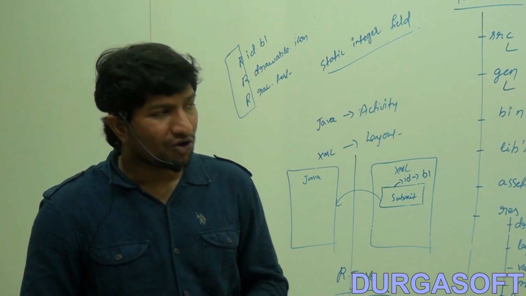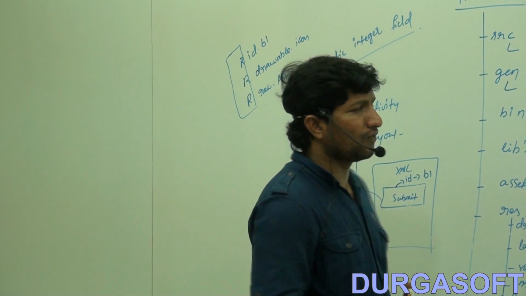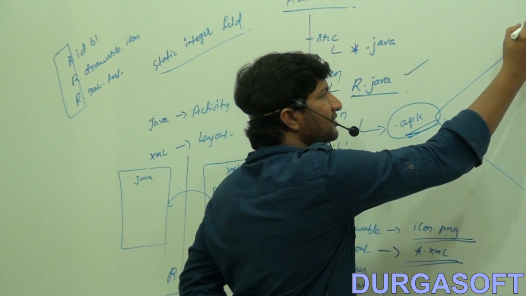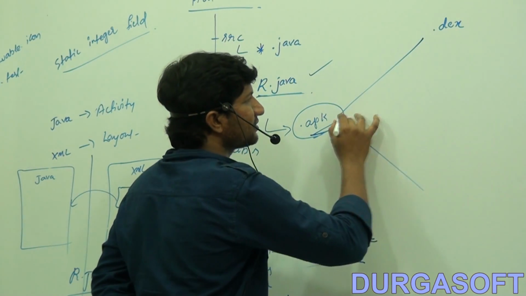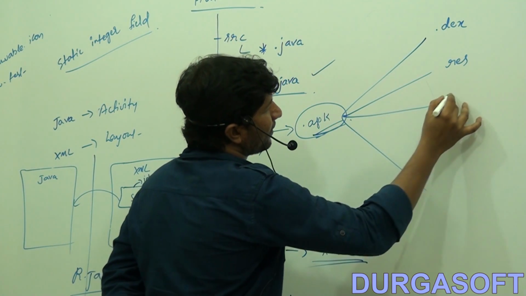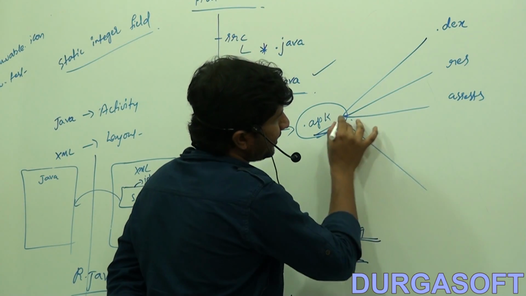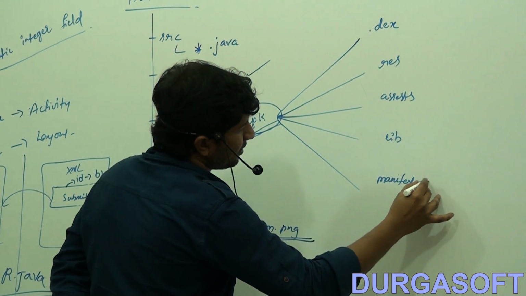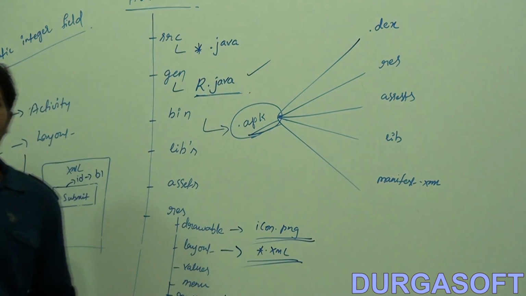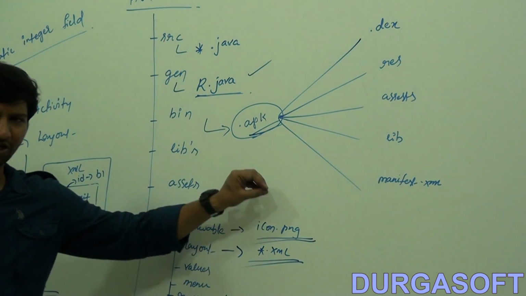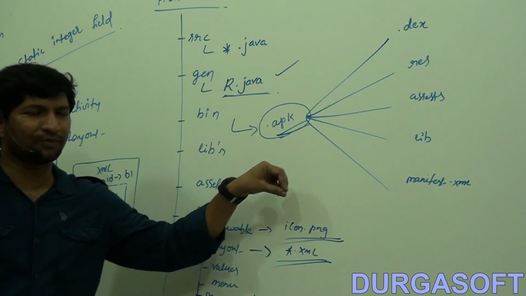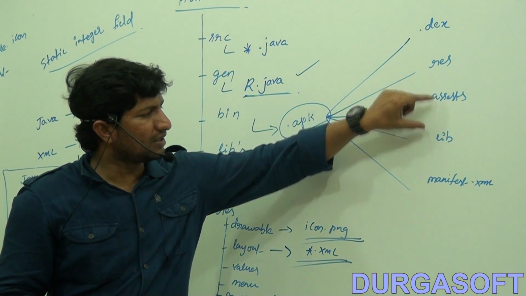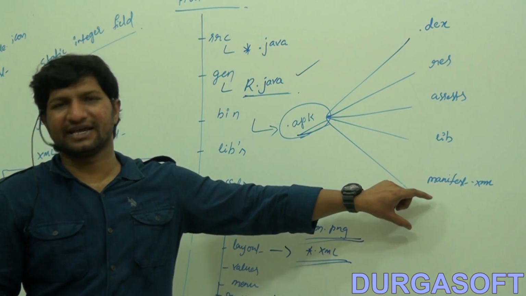That is the definition. And what does apk consist of? So apk consists of .dex, the resource folder, assets folder, lib, and manifest.xml. apk is termed as Android application package, which is the installation file in Android platform. apk consists of .dex, resource, assets, lib, and manifest.xml file.